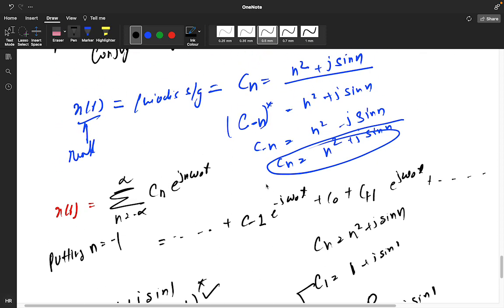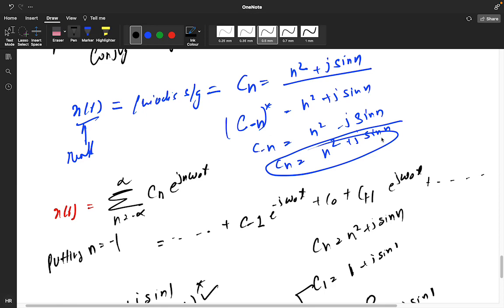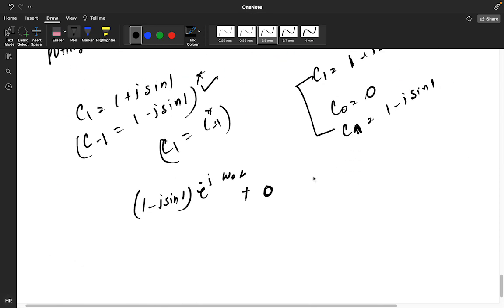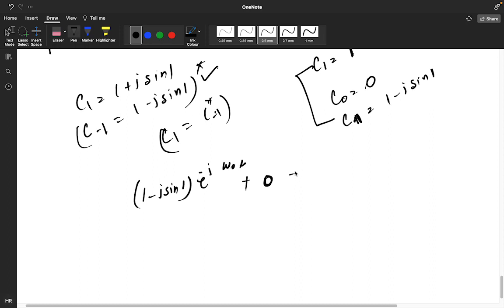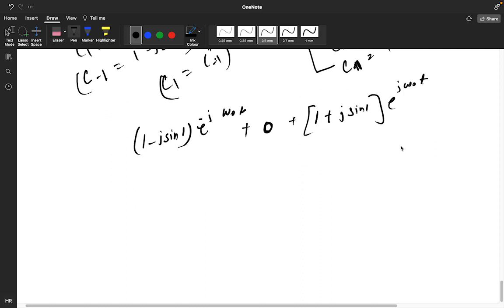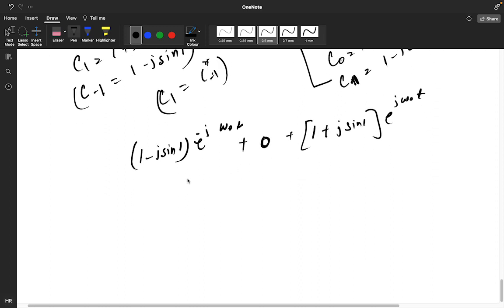Why 0? Put the value in this, n equals 0. Sine 0 is 0, so 0 is coming. And if you put plus 1, you will get 1 plus j sine 1 e power j omega naught t. Combine the result and see how much you are getting. One side is e power minus j omega naught t plus e power j omega naught t. One side is minus j sine 1.